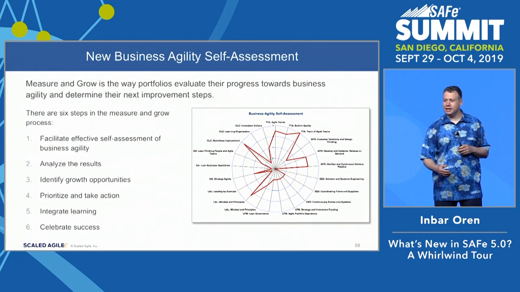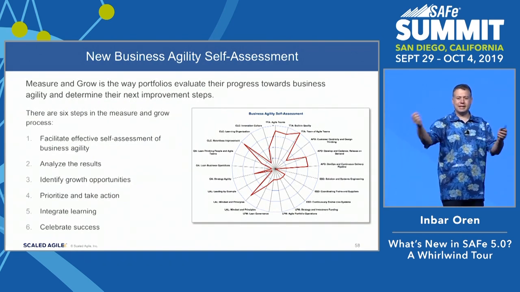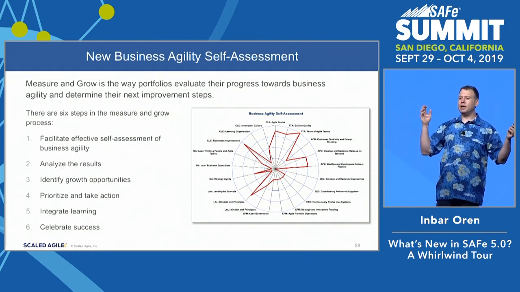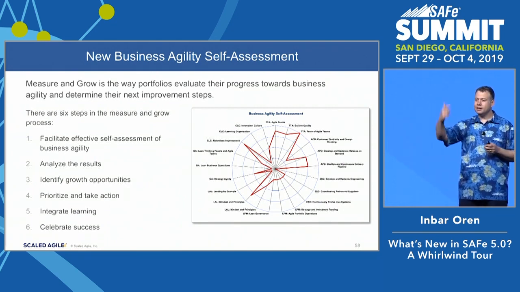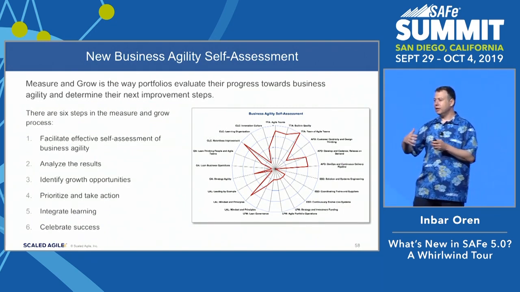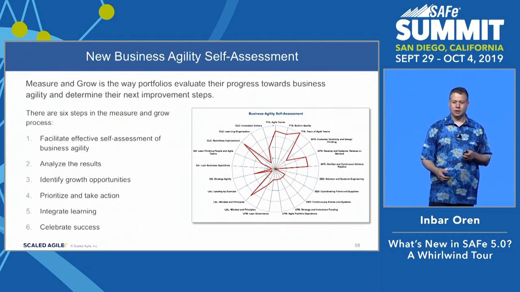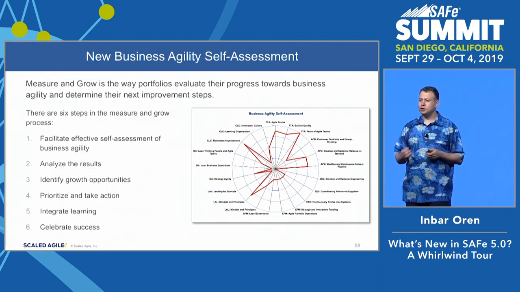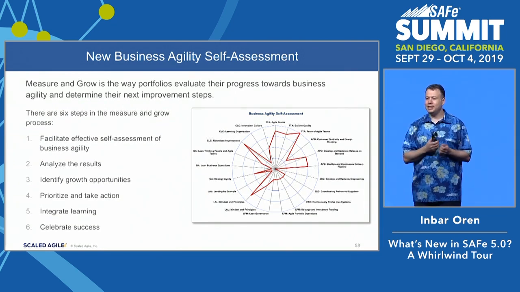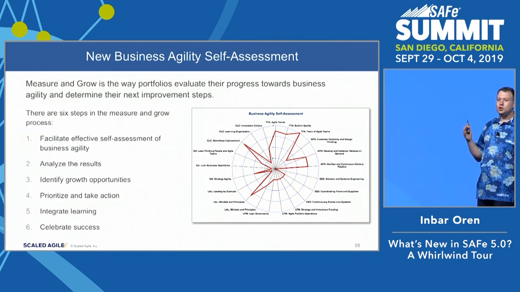Taking that learning and understanding that it's not an assessment we're going to send out once a year, get where we are and we're done. It's a continual process. We need to continuously check, learn, and improve. Because business agility is a journey. We're just starting it now with SAFe 5.0. It's a huge journey.